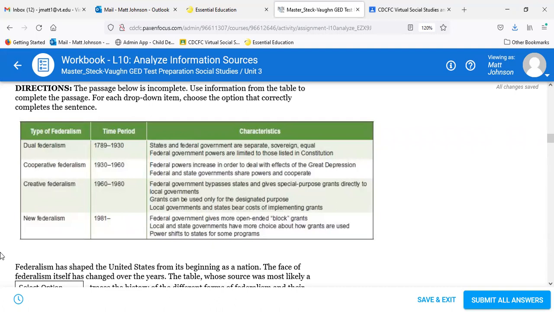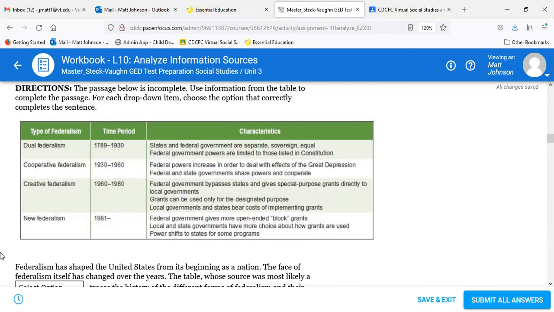So for starters, that first period there, dual federalism between 1789, right around the time of the ratification of the U.S. Constitution, to 1930. So that's quite a long time. It says states and federal governments are separate, sovereign, equal. Federal government powers are limited to those listed in the Constitution. So not a lot of change between 1789 and 1930. Just this idea that states and federal governments are separate, sovereign, and equal. They share a fairly balanced idea of power. And the federal government's rather limited, and there's a little bit stricter adherence, right? Remember that word? We talked about adherence, sticking to something. So it adheres to the Constitution.